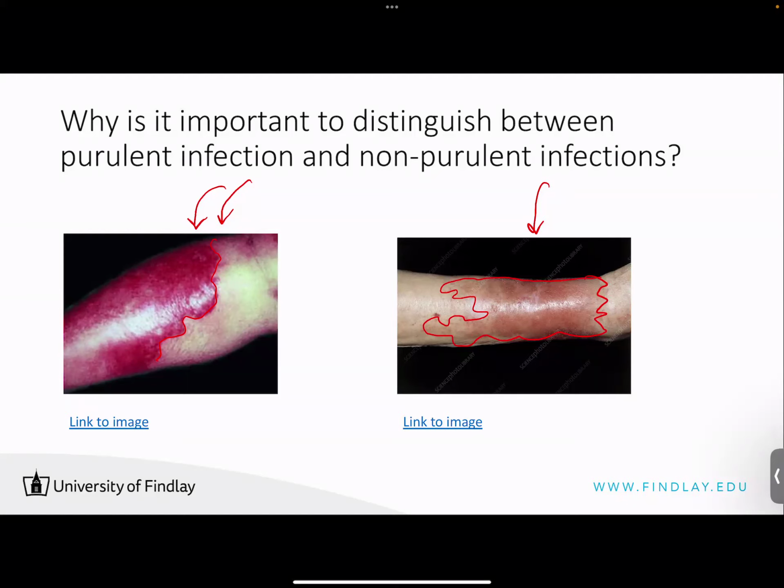Likewise, erysipelas. Tell me if you ever see a case of erysipelas. I've never seen erysipelas. I've seen cellulitis. Likewise, erysipelas is almost always due to group A strep.